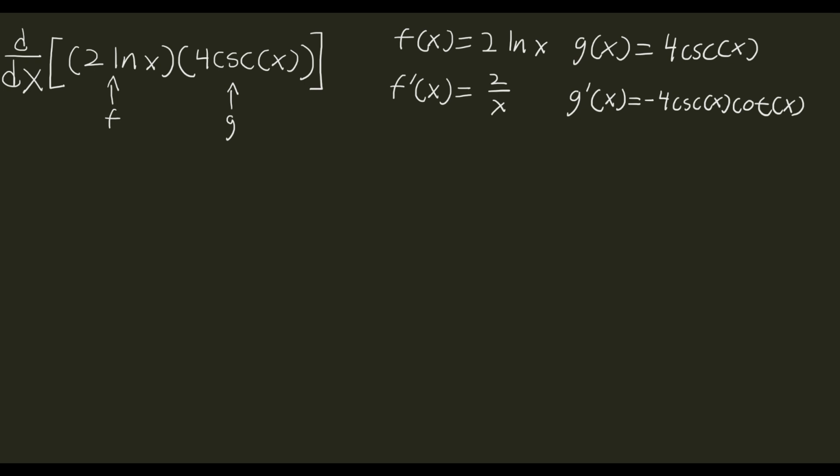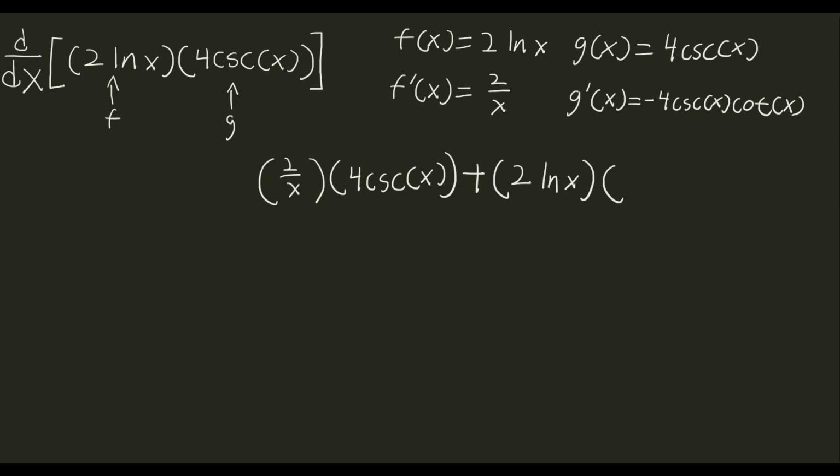Now let's write them in our product rule formula. So it would be 2 over x times 4 cosecant x plus 2 natural log x times negative 4 cosecant x times cotangent x.